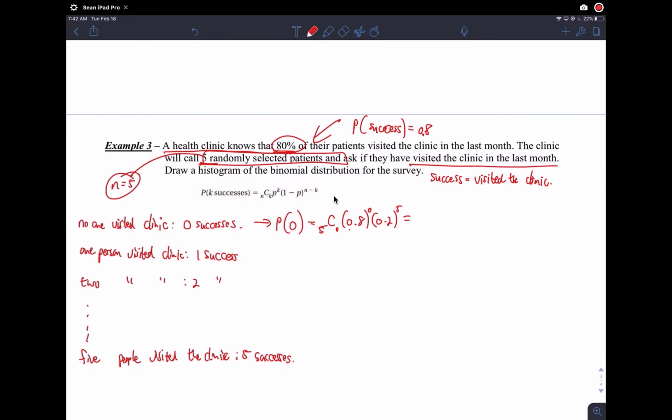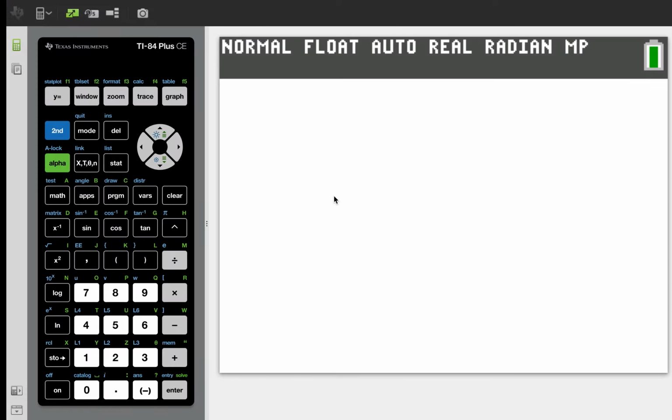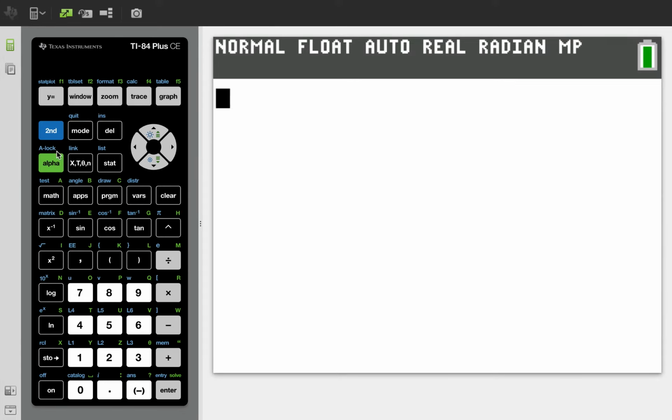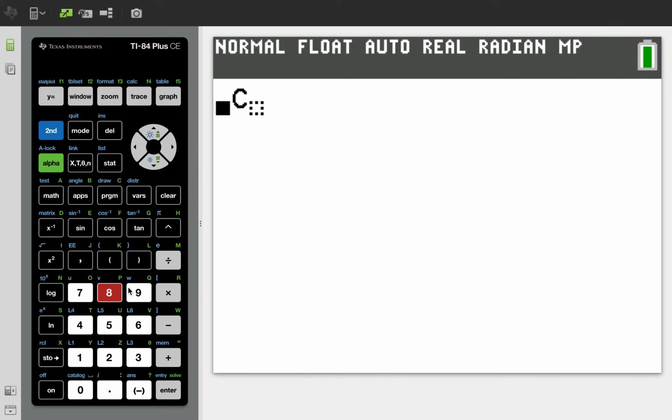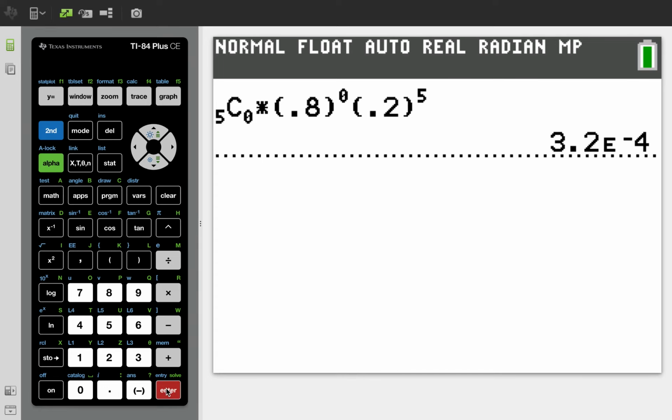You can do this on your calculator. Let me switch to my calculator real quick. There are 2 ways you can do this. I'll do alpha window, then go to number 8, and we want 5 choose 0, then multiply by 0.8 to the 0th power, and then 0.2 to the 5th power. You do that and you get this number.